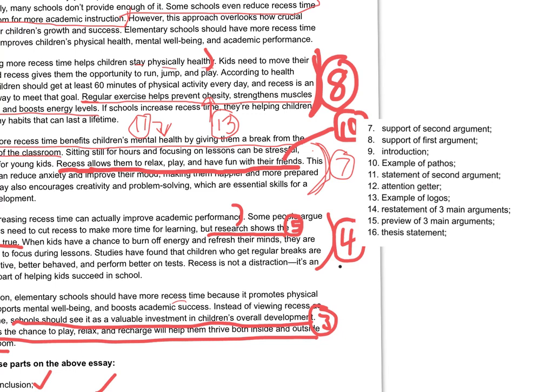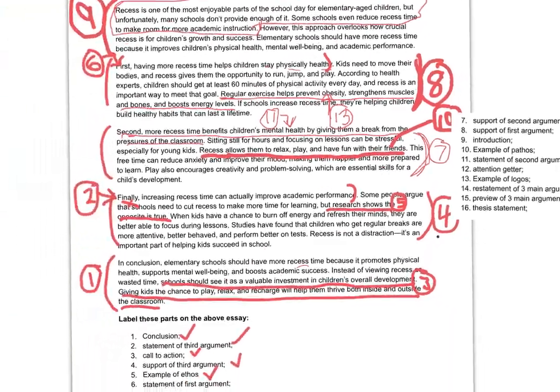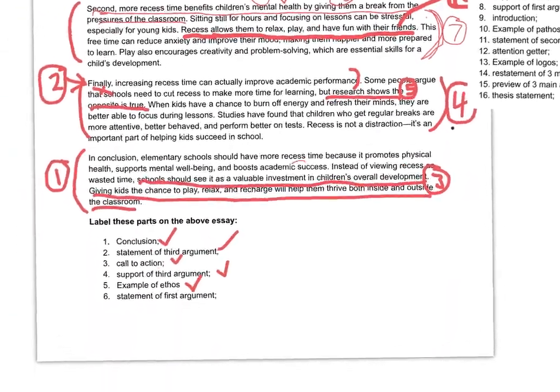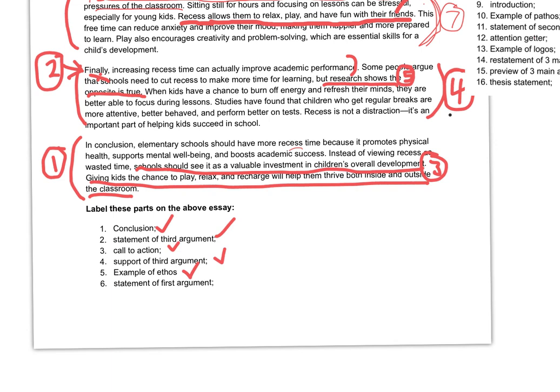Number 14, restatement of the 3 main arguments. Restatement means that I have to state it again, or the author stating it again, and that usually happens down here in the very last paragraph. In conclusion, elementary schools should have more recess time because it promotes physical health, supports mental well-being, and boosts academic performance. Here are the three things. I'm going to circle all that stuff. Well, no, I'm not going to. Yeah, okay, I'll circle it. All that put together is number 14.